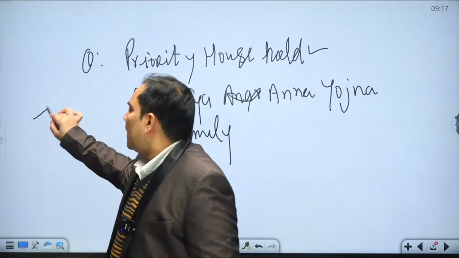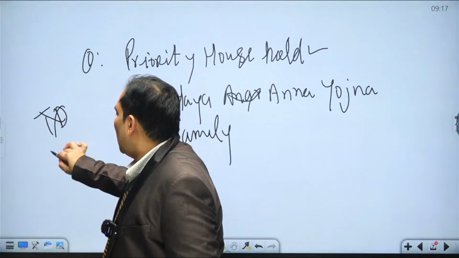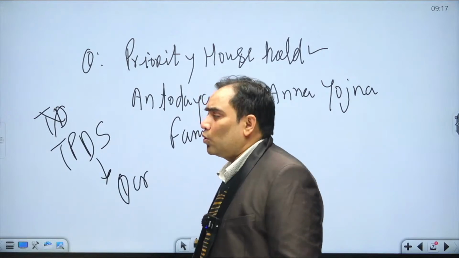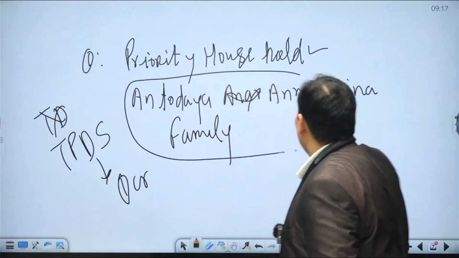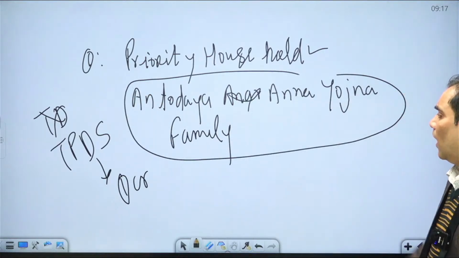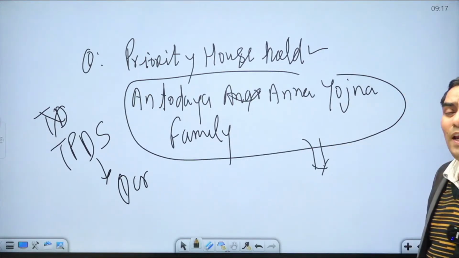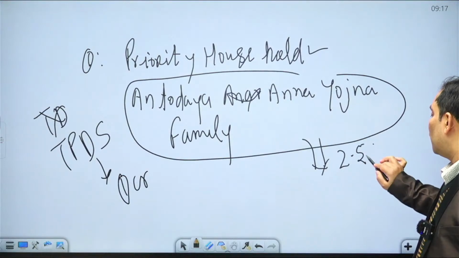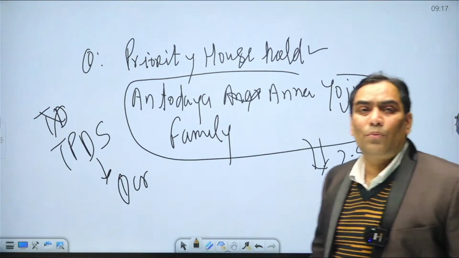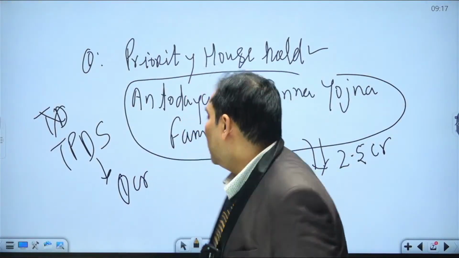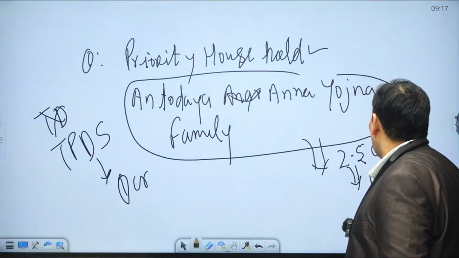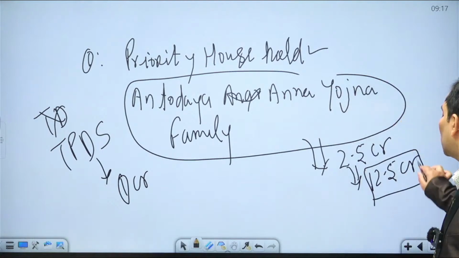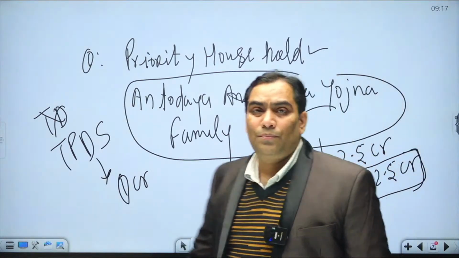Okay, in case of TPDS, be very clear, we identified 1 crore households. Under this NFSA, the National Food Security Act, we did not identify 1 crore; rather, we increased the Antyodaya Anna Yojana families to 2.5 crore. That means, if we take an average, 12.5 crore population was covered under Antyodaya Anna Yojana.